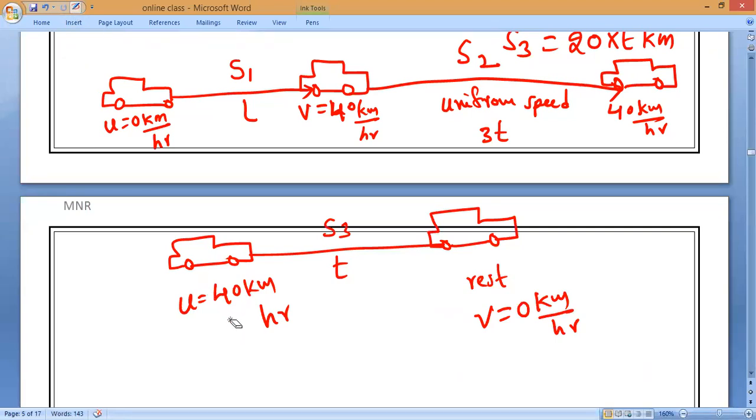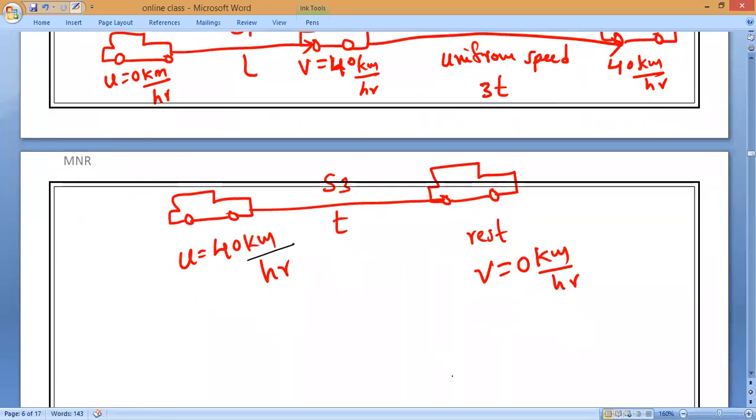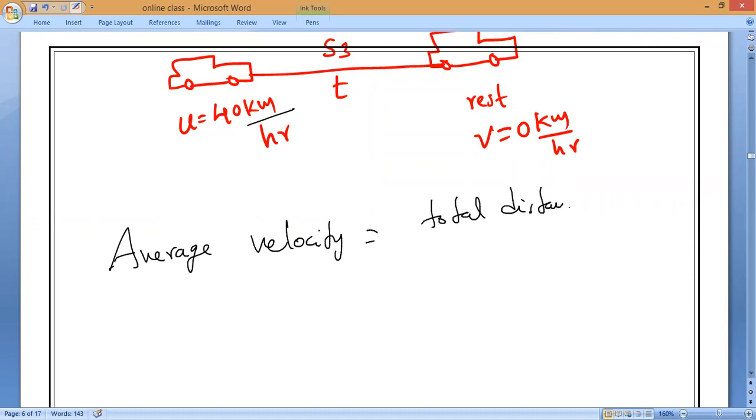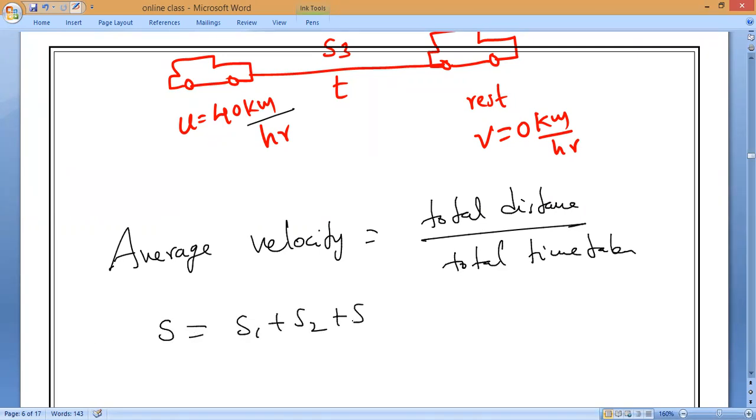Understanding the question is most important. I hope you all understand the question. If you know the time, you can calculate. Now you tell me, what is the total distance traveled? Average velocity they are asking. So what is the average velocity formula? Total distance divided by total time taken. Now, total distance, tell me. Total distance is S1 plus S2 plus S3.